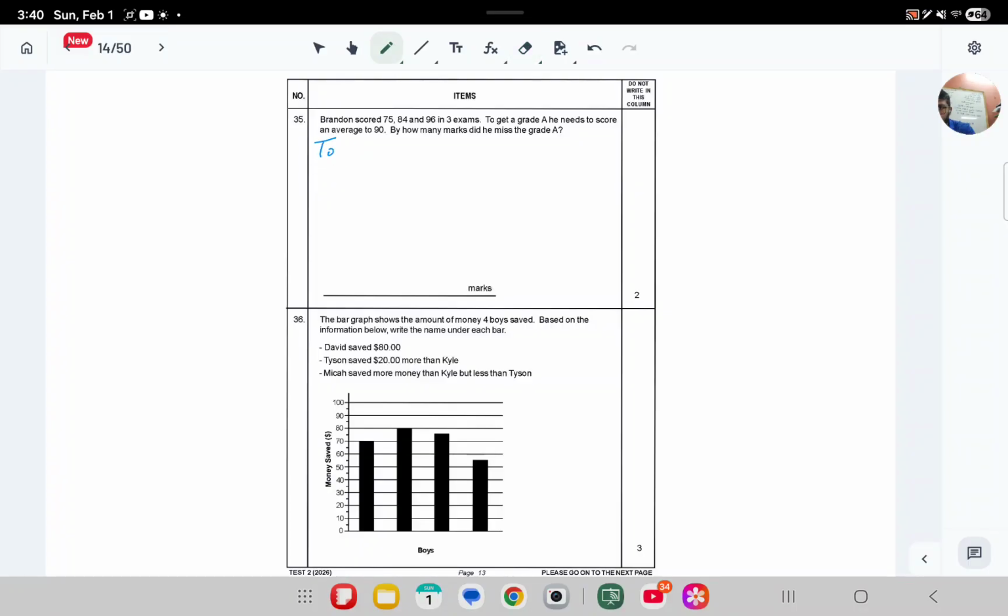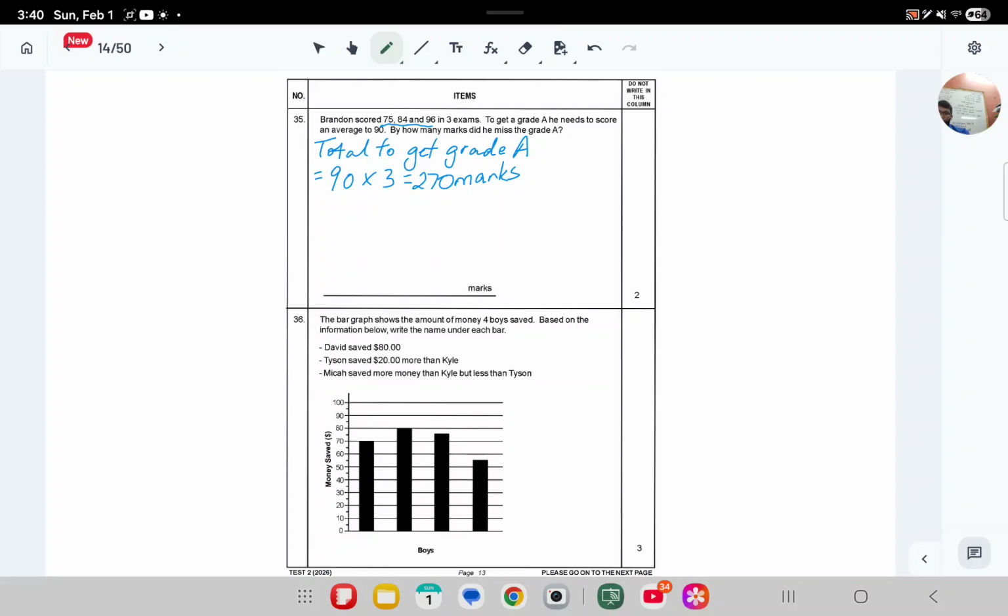Let's rephrase it, the total to get grade A would be the 90, the average, multiplied by the number of exams, which is 3. 9 times 3 is 27, and just add the 0 to the end. So he needed to make 270 marks in order to get a grade A. Now it asks, how many marks did he miss the grade A by?